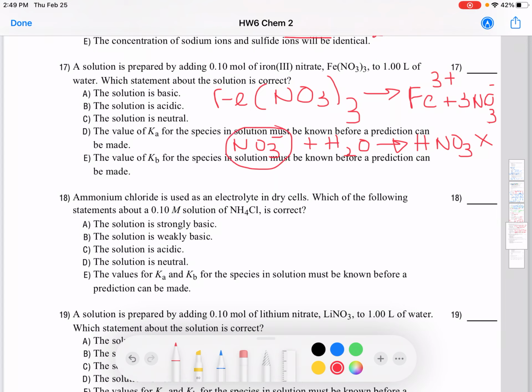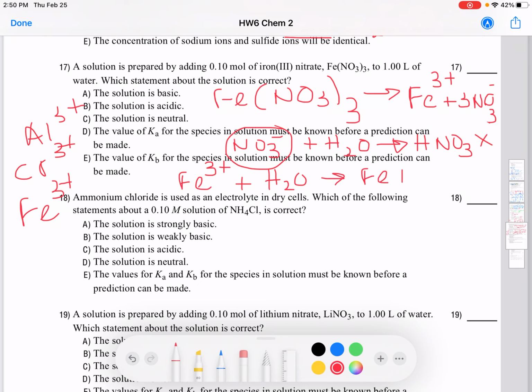Now let's look at what's going to happen with the iron. Remember, in your lectures we talked about how if you have aluminum 3+, or chromium 3+, or iron 3+, these can react with water to give you a hydrated complex, right? Plenty of water can give you Fe(H2O)6 ions having 3+ charge.